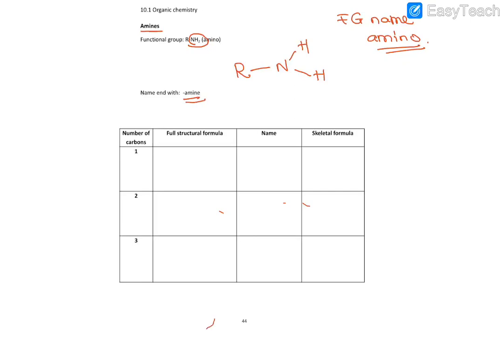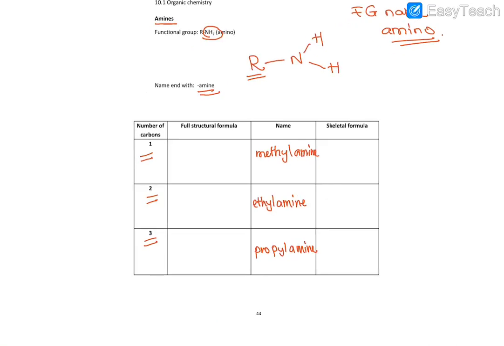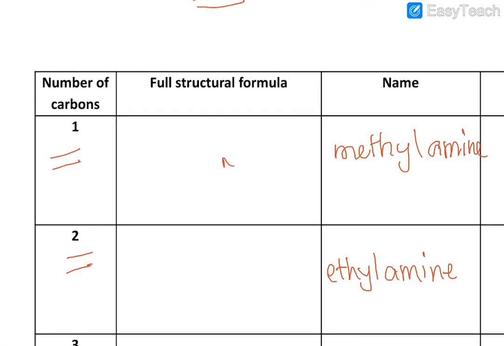So for example, if you have one carbon, it's called methylamine. So you have the name of the alkyl chain and then amine. So methylamine. 2 carbons, ethylamine. 3 carbons, propylamine.